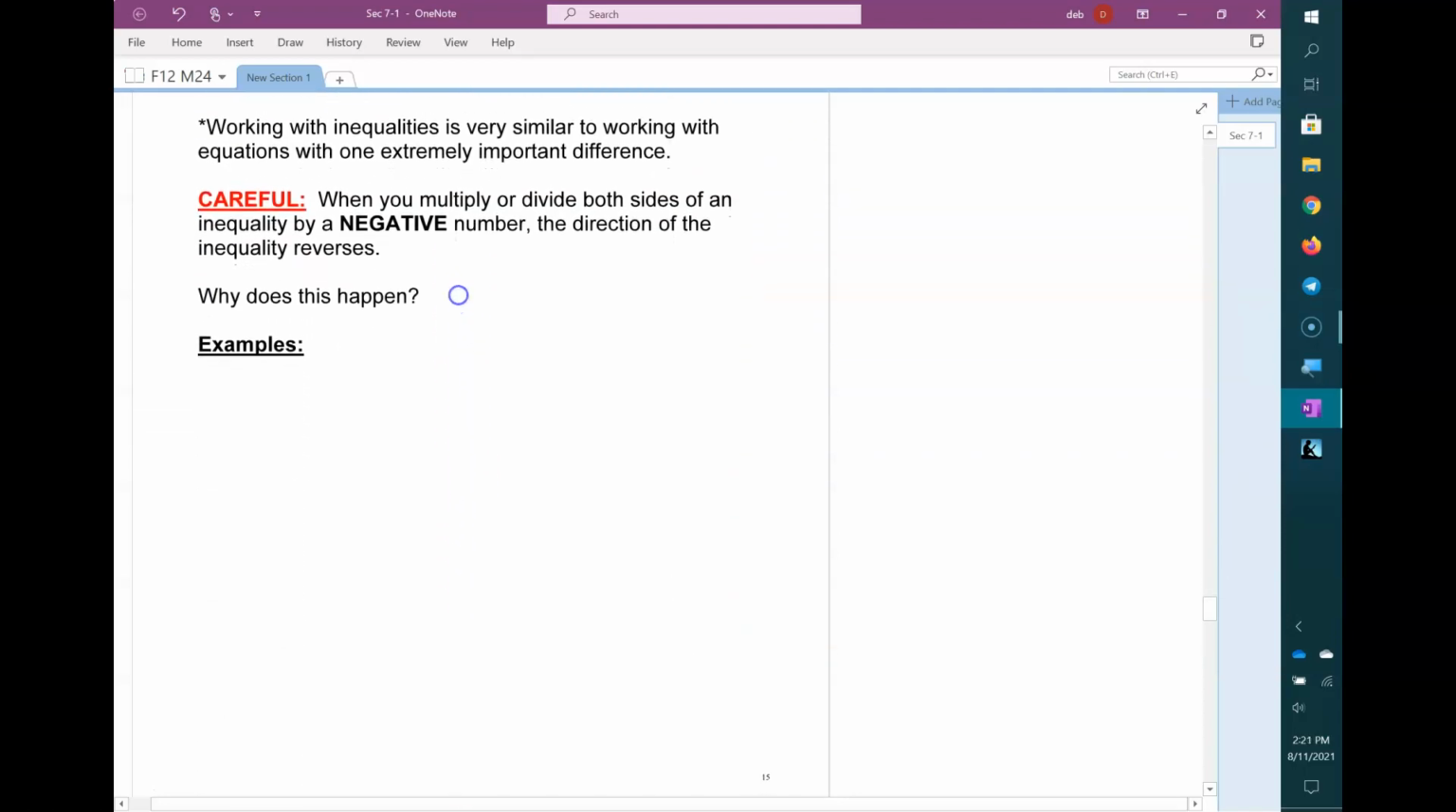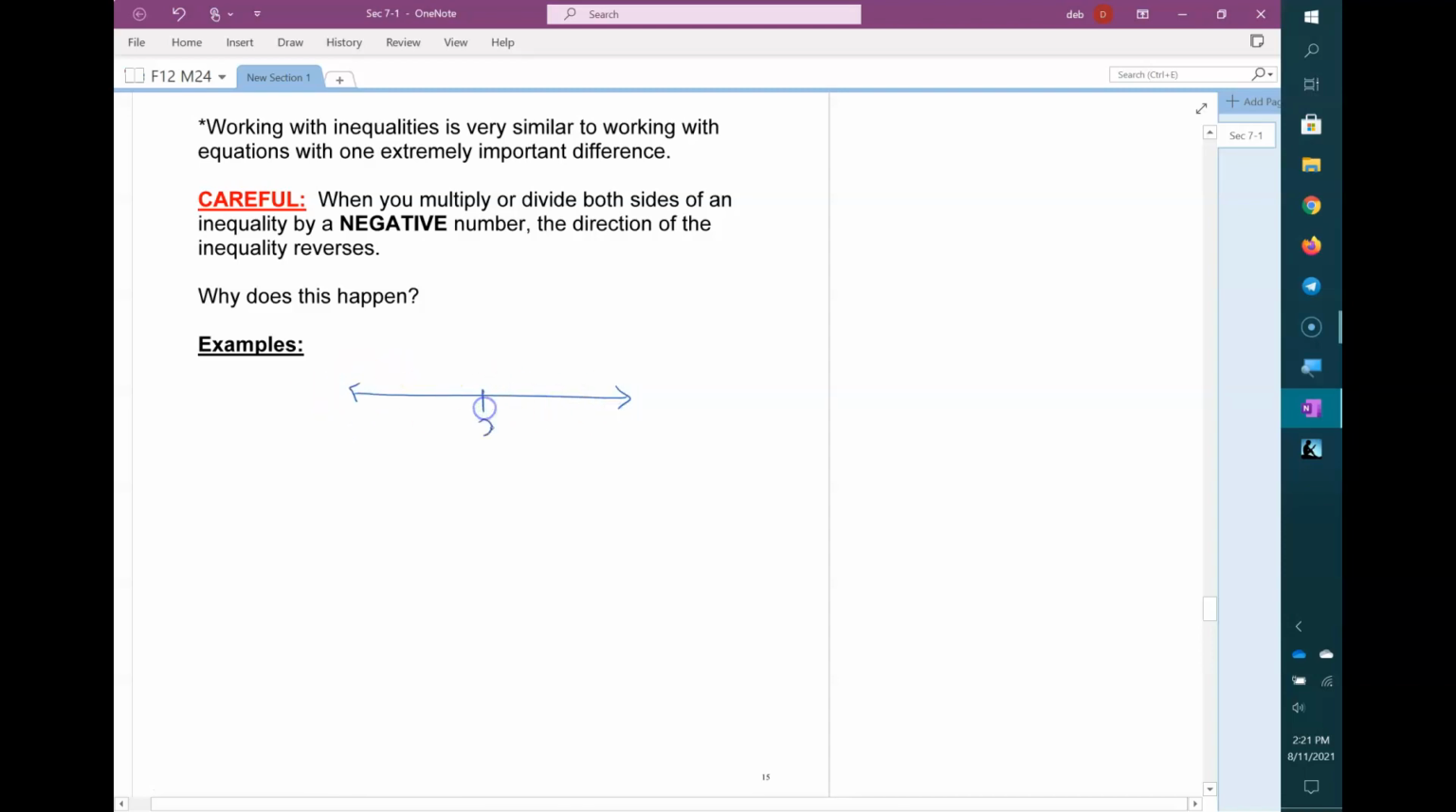Okay, and then just a little reminder, working with inequalities is very similar to working with equations with one extremely important difference. When you multiply or divide both sides of an inequality by a negative number, the direction of the inequality reverses. Let's look at why that happens.